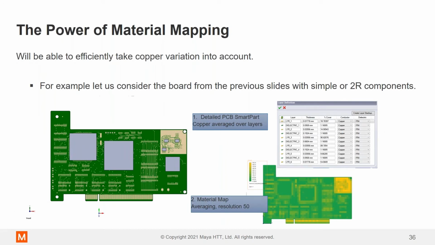Okay, so let's have a look at the effect on the results. We are going to be looking at a detailed PCB with the averaged approach. So we're looking at a layer by layer averaging. This top layer has 18.7% copper. So that means we've got something like 81% or 82% of FR4, and it's going to merge those two materials to give an effective conductivity. In the second set of results, we're going to be looking at the material map with a resolution of about 50, and we'll compare the results of these two. Next slide, please.